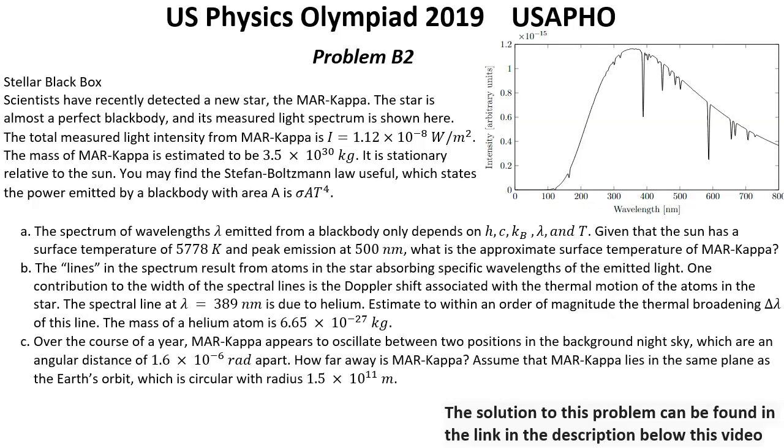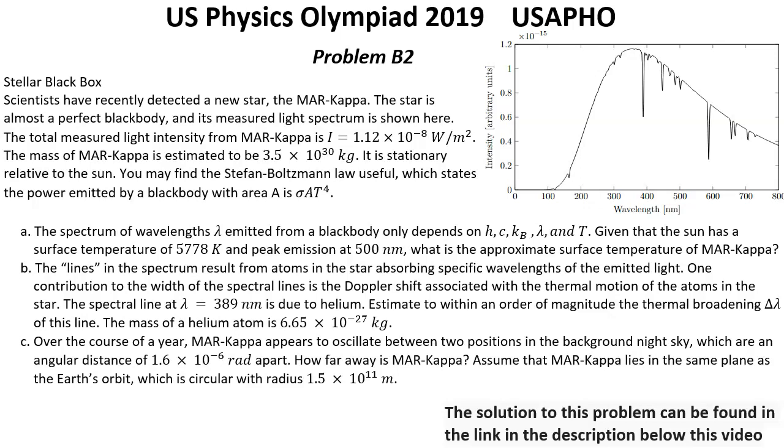Question A. The spectrum of wavelengths λ emitted from a black body only depends on h, c, k_B, λ and T. Given that the Sun has a surface temperature of 5778 Kelvin and peak emission at 500 nanometers, what is the approximate surface temperature of MAR Kappa?